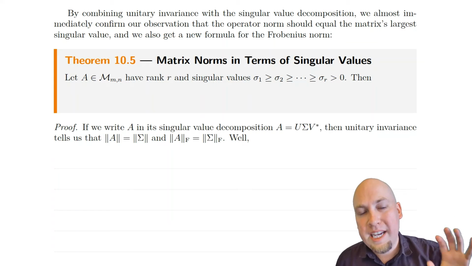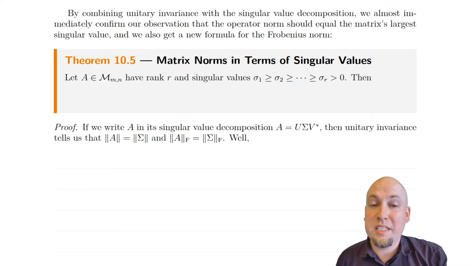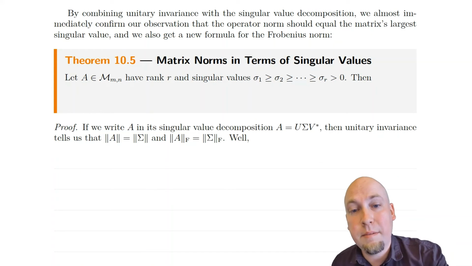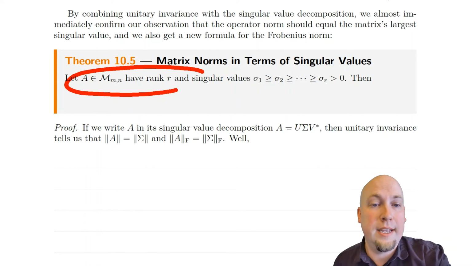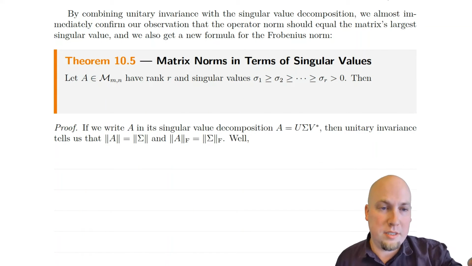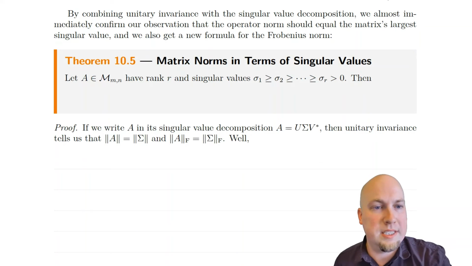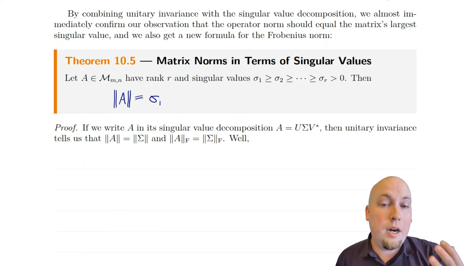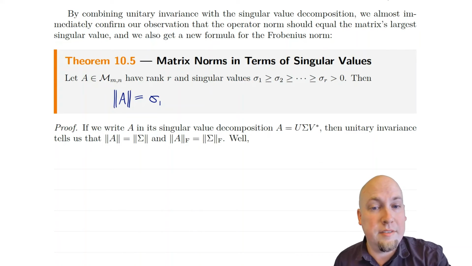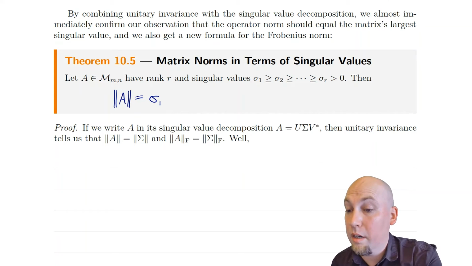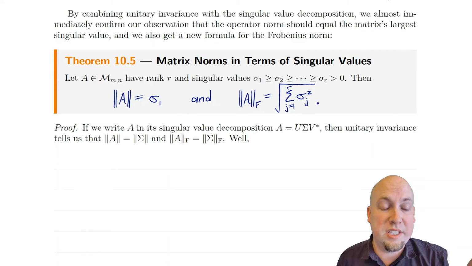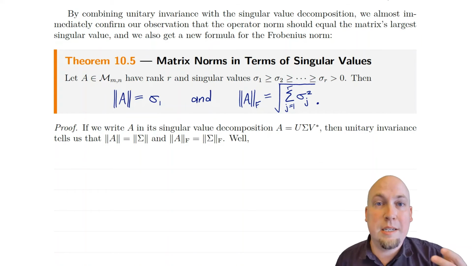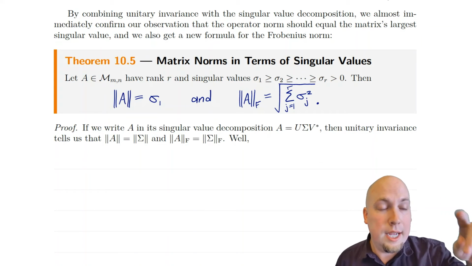Okay, but now based on those results, we can show that you can express both of these matrix norms in terms of the matrix's singular values. Suppose that you've got some matrix A that has rank R, and its non-zero singular values are sigma 1 up to sigma R, as usual, with sigma 1 being the biggest one, and so on down the line. Then what the theorem says is, first of all, the operator norm of that matrix is just the largest singular value. It's equal to sigma 1. But also the Frobenius norm can be expressed in terms of the singular values. It's sigma 1 squared plus sigma 2 squared plus sigma 3 squared, all the way down to plus sigma R squared, and then the square root at the end of the day.